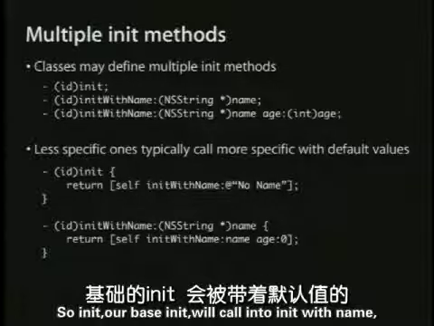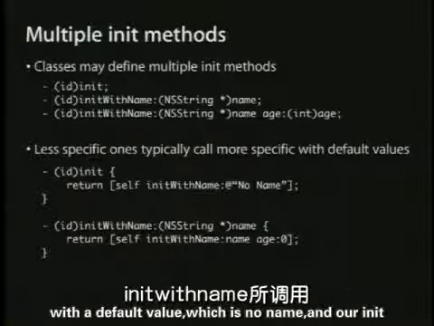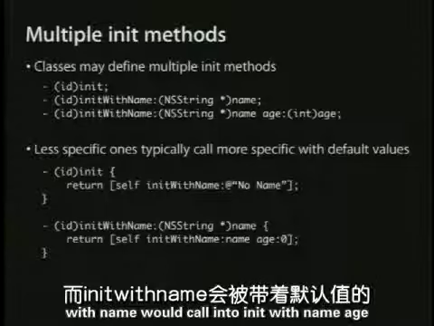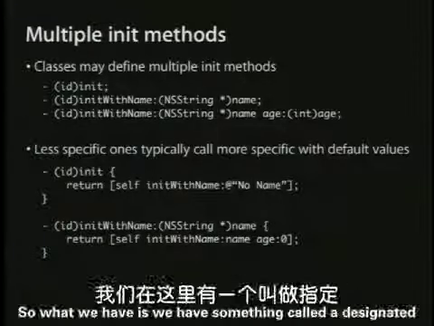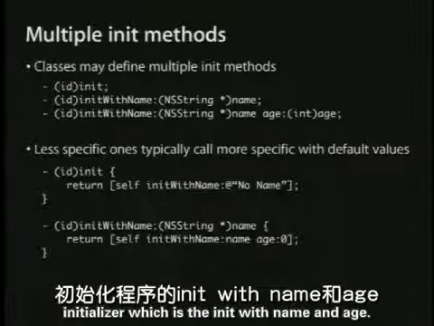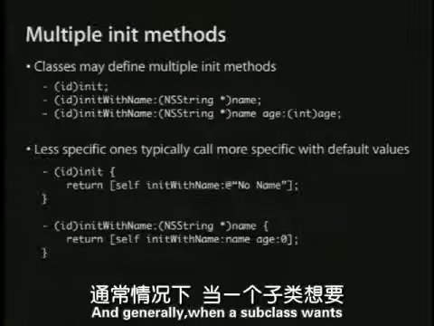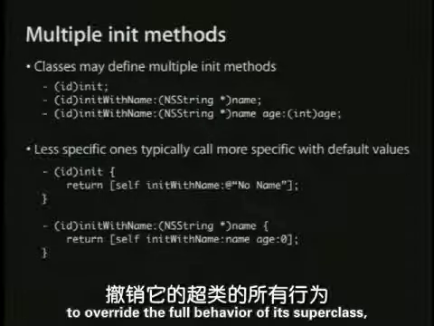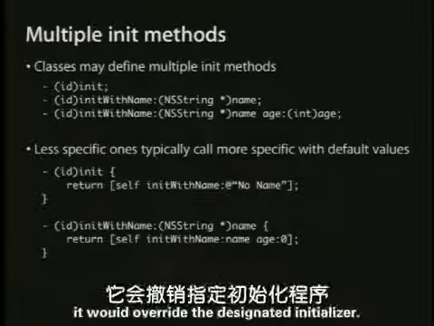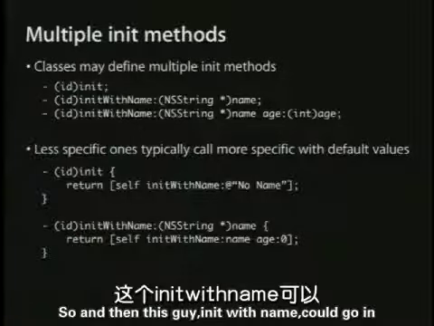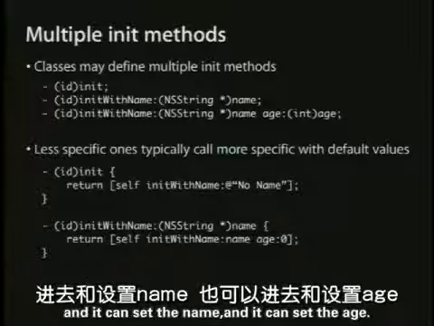So another convention in Objective-C and Cocoa is that you may have multiple init methods on an object. Okay, init is always the basic one, but what happens is they may get more complex. You may want to initialize with a string and initialize with an age, and in this case, we're going to have both. So the implementation of these, the simple ones always call into the more complex ones. So init, our base init, will call into init with name with a default value, which is no name. And our init with name would call into init with name age with the default values.